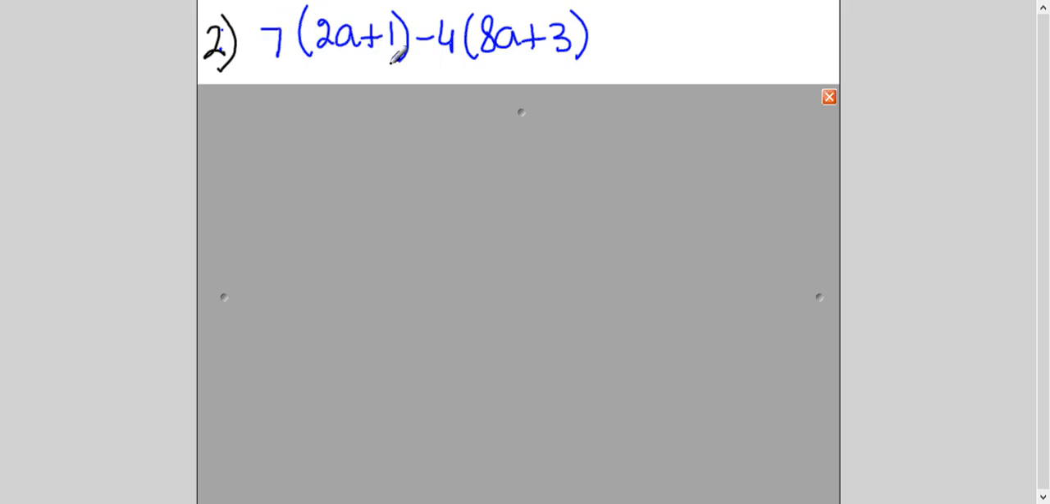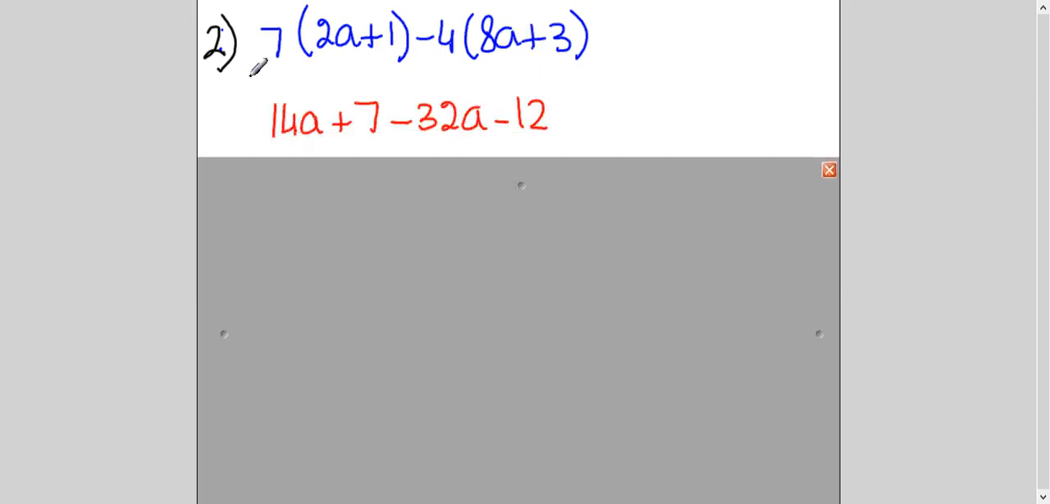Now you have to expand this expression. So you will multiply 7 by (2a plus 1) and then minus 4 multiplied by (8a plus 3). So 7 multiplied by 2a is 14a. You can do this with me in your copy, or if you already know, then just for recap purposes, you can listen. 7 multiplied by 1 is plus 7. Now you need to be careful here because we have minus 4 here. So minus 4 multiplied by plus 8a is minus 32a. 4 eights are 32. And minus 4 multiplied by plus 3 is minus 12. Minus multiplied by plus is minus.